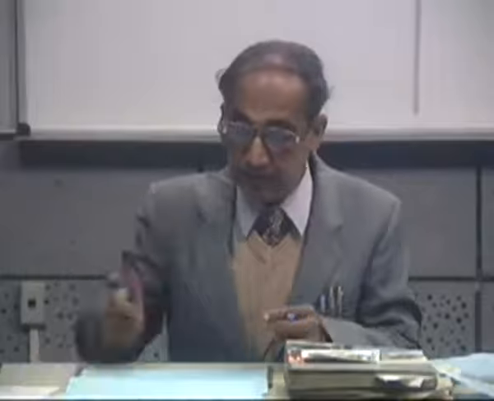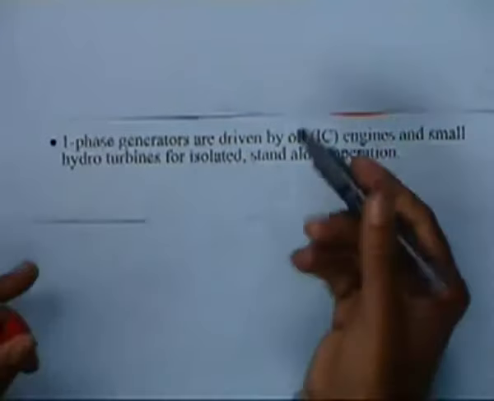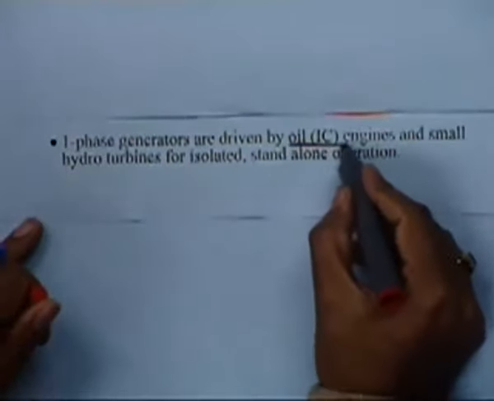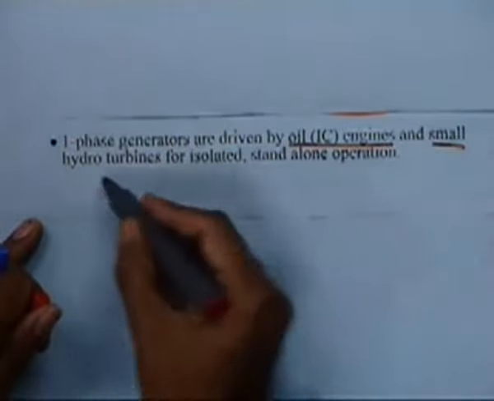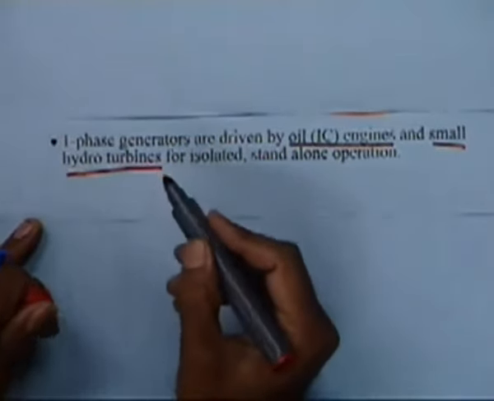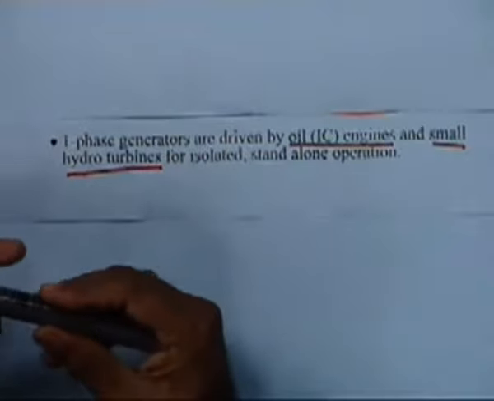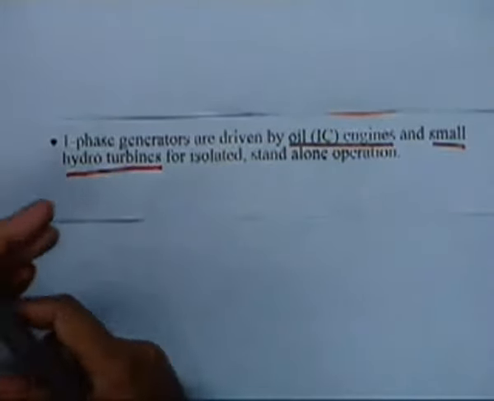Whereas in the case of single phase generators, these are driven mostly either by oil engines or by small hydro turbines. They are generally the case. Okay. And oil engines could be petrol engines, diesel engines, kerosene engines or biogas engines. And these engines drive these single phase generators.